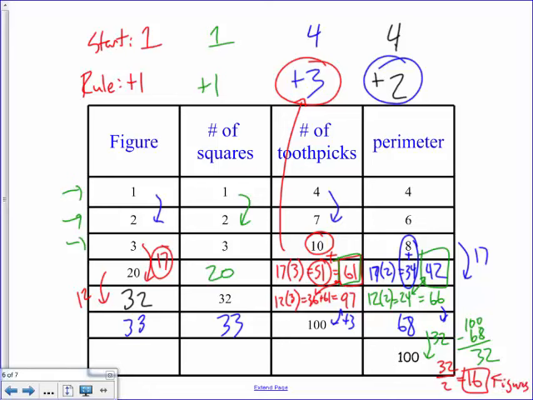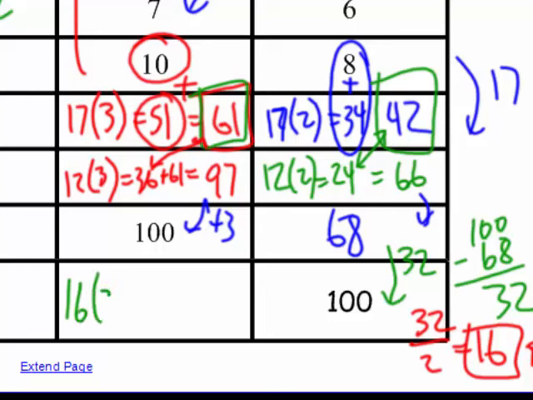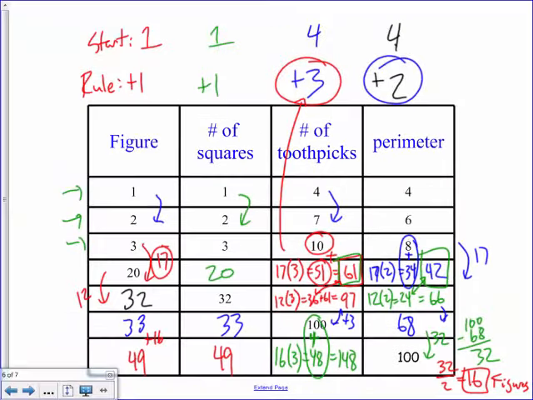So if it went up 16 figures, I can go back over to my figures and take that 33 and add 16 on, and now I'm at the 49th figure, which should help me solve the rest. If it jumped up 16 figures, remember that's 3 toothpicks at a time. So I have to add that 48 onto my 100, so I'd get 148. So that one takes some thought process, right?